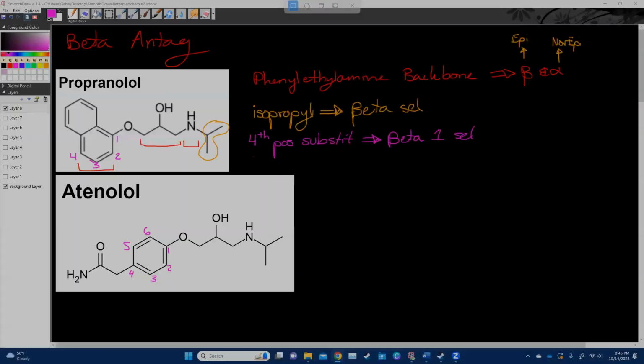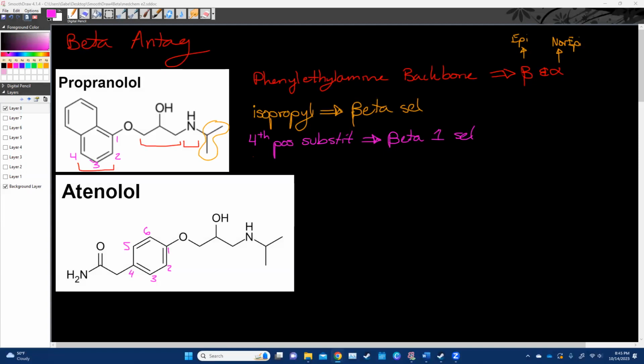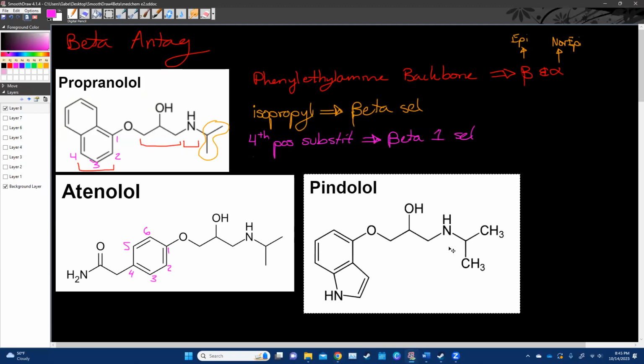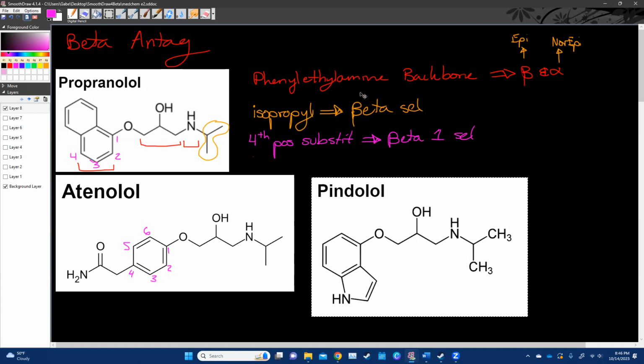Okay. So if I grab a random drug here, like Pindolol, exactly. Beta blockers do not have catechol functional groups in them, right? But they do mimic the phenylethylamine backbone, which is what allows it to go towards the adrenergic receptors. So does propranolol get metabolized through COMT? No. It's because it doesn't have the catechol moiety in it.